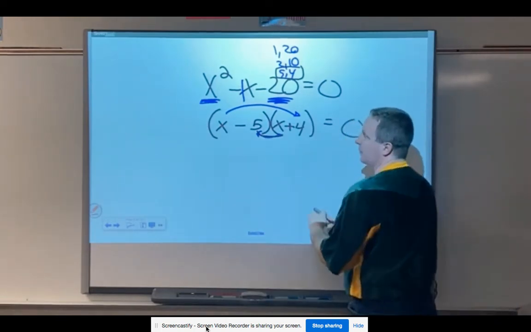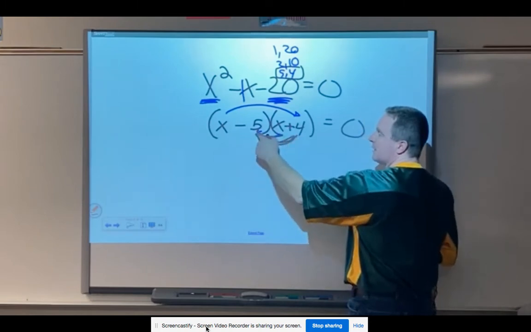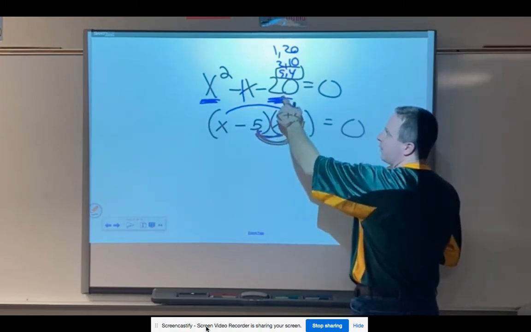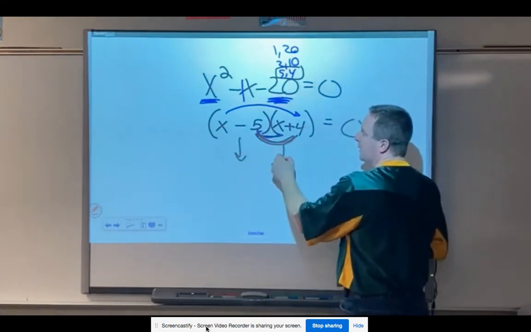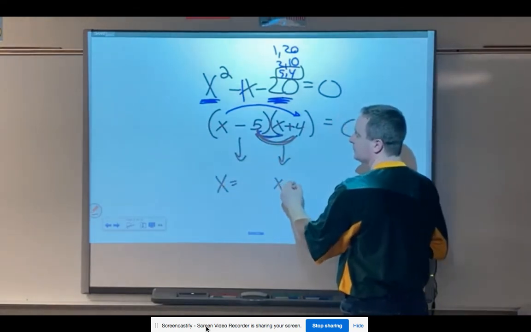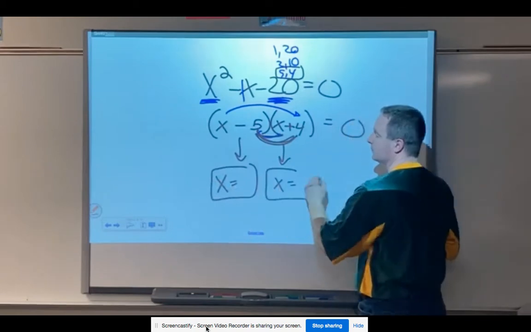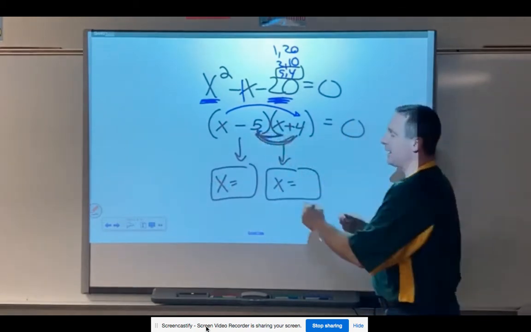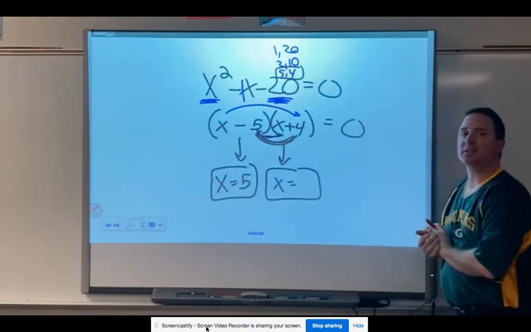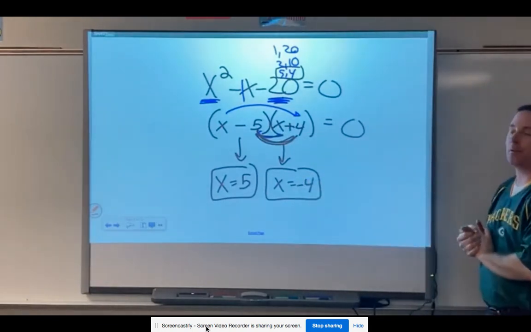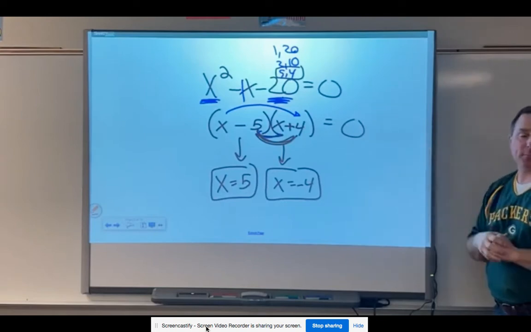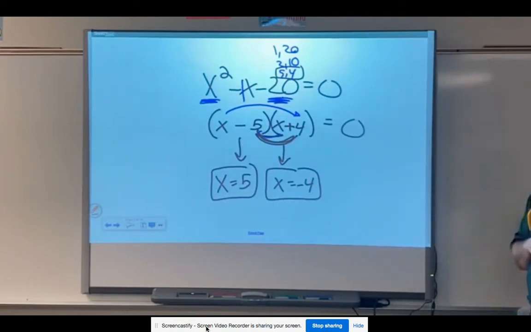Oh, and just as a real quick double check, I should always check my last ones. Negative 5 times positive 4 does equal negative 20 in my FOIL. But once I have it factored, I'm hoping, can we find our two solutions here? If it's x minus 5, the solution is positive 5. It's just the opposite. And x plus 4, the solution would be negative 4. And if I check my answers, if I plug them back in there, both of them would work.